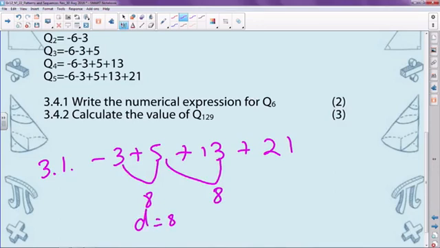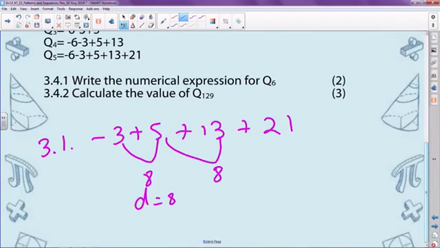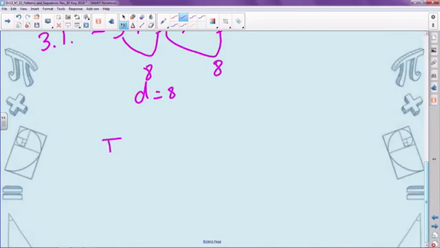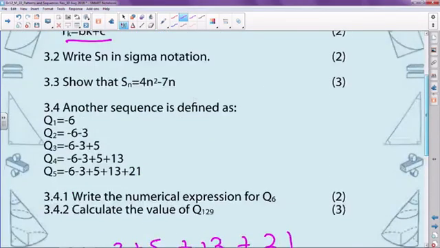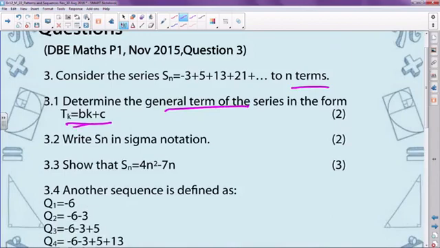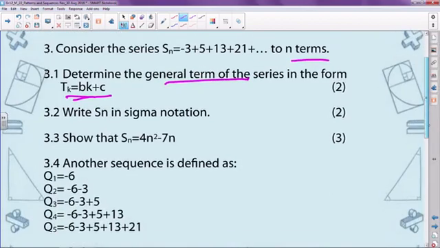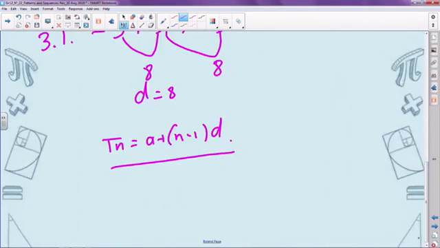Now you know that the general form of an arithmetic sequence, and we see that it is an arithmetic sequence, is Tn equals a plus n minus 1 times d. They've asked you to write it in a specific form, which is Tk equals Bk plus C. Okay, and remember that those variables are just placeholders, so it shouldn't be a problem at all. So Tk is equal to Bk plus C.